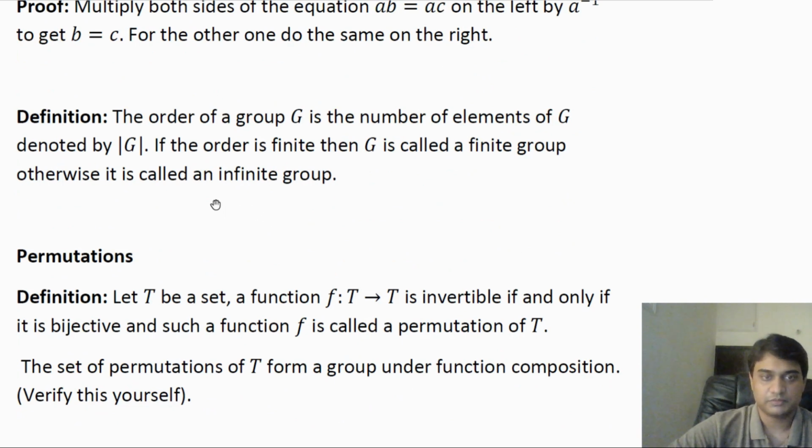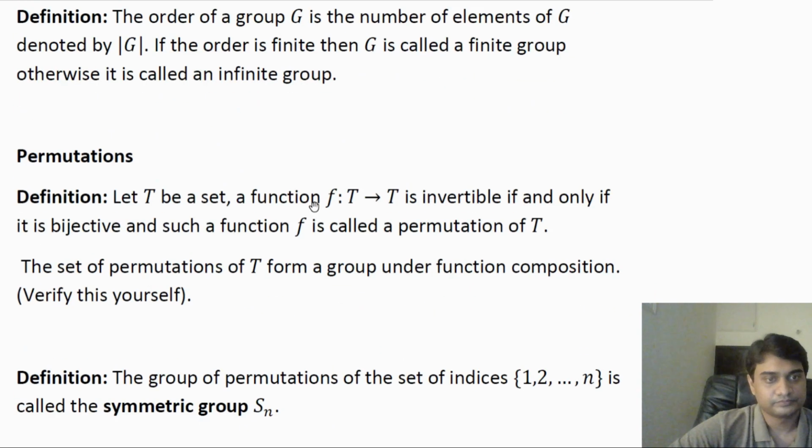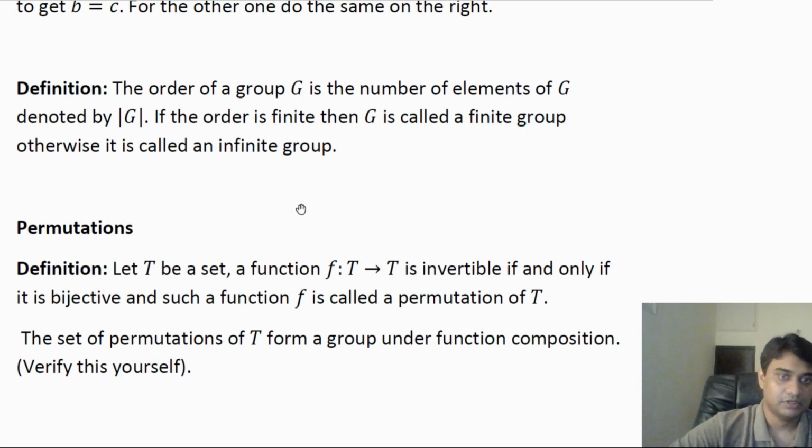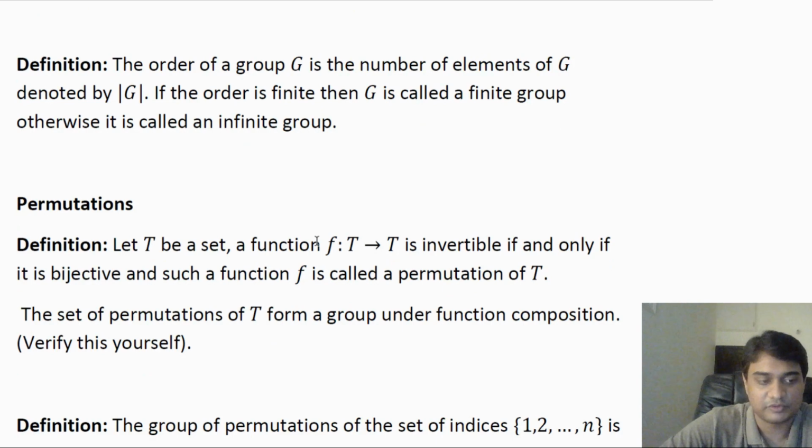Now one more concept is the order of a group. By the order of a group we mean how many elements there are in a group. So the number of elements in a group is the order of the group, and it's denoted by the symbol G with the bars, right? Okay, so there are two kinds of groups: finite groups and infinite groups. If the order of the group is finite, meaning there is a finite number of elements in the group, then we call it a finite group. Otherwise, it is an infinite group if the number of elements in the group is infinite.